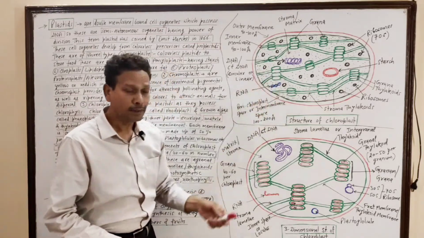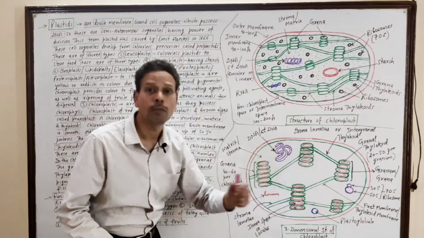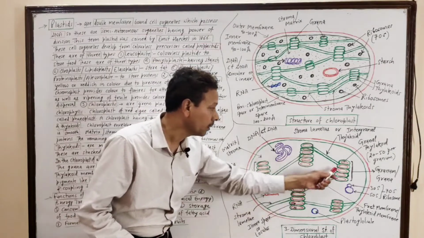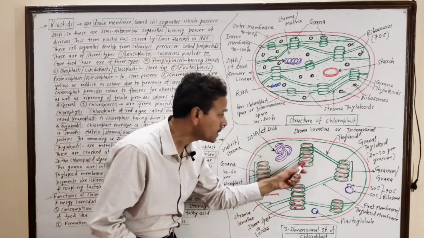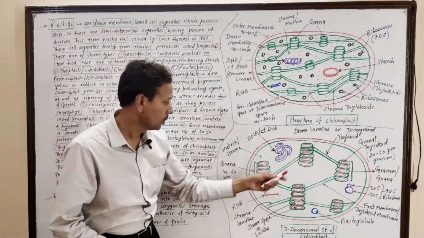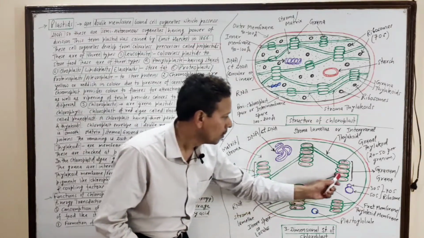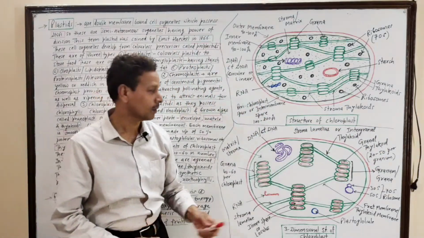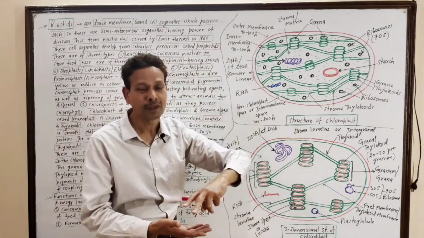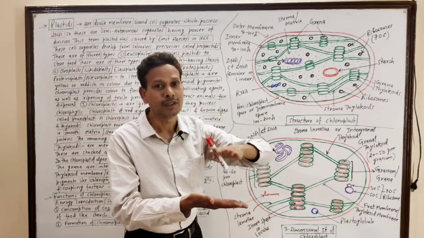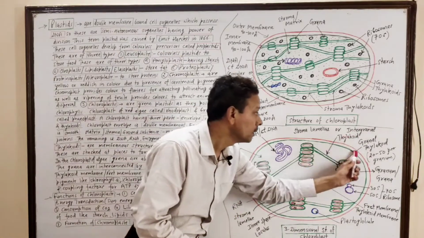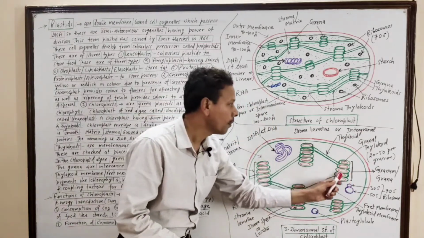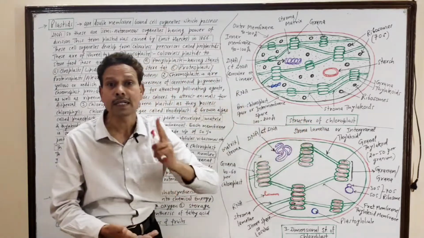And these grana, here this is the three-dimensional structure of chloroplast. This one unit is a granum, or these are grana. In this granum, about 20 to 50 granum thylakoids are there. This one unit granum is formed by the stacking of thylakoid membranes, thylakoids, grana thylakoids or lamellae. In this one granum, about 20 to 50 granum thylakoids are there.